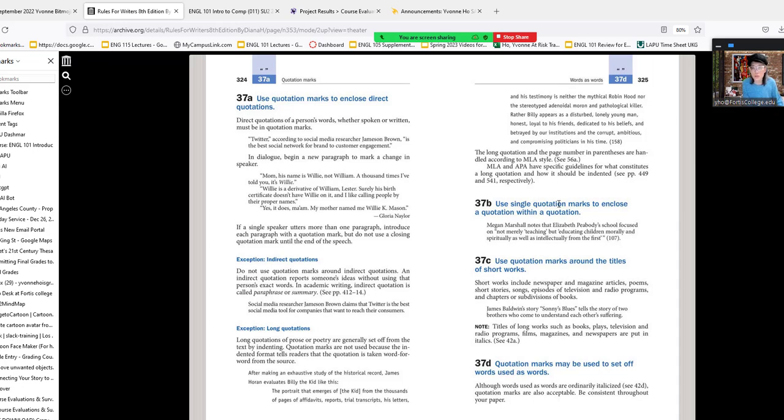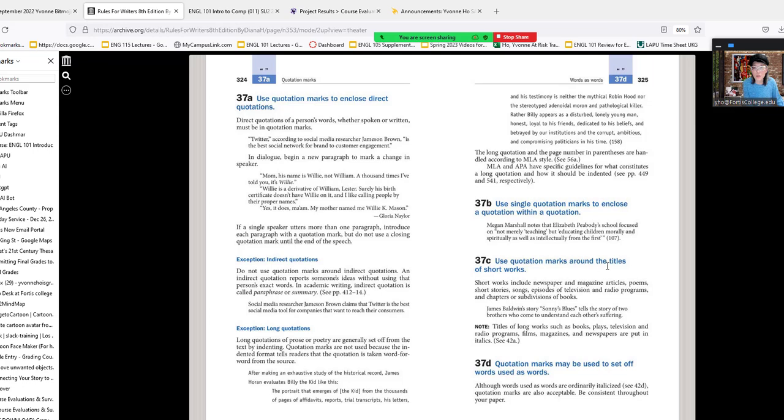Use single quotation marks to enclose a quotation within a quotation. Megan Marshall notes that Elizabeth Peabody's school focused on not merely teaching but educating children morally and spiritually as well as intellectually from the first. So here you have a single quotation mark when you have a quotation inside a quotation.